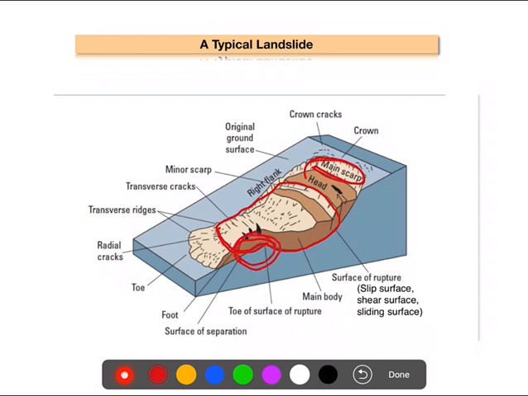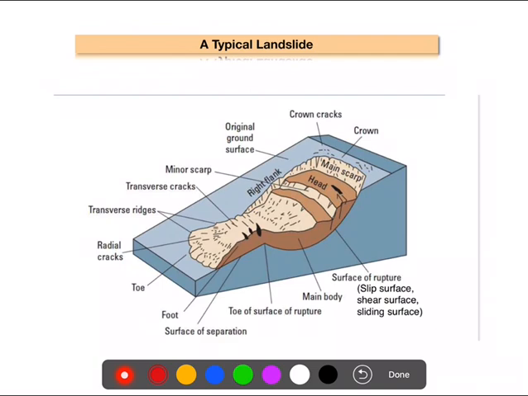So this is the main scarp and this is the toe of the surface of rupture. So this is the body, the main body. It is always between these two. You may not see all of those in all types of landslide, but generally you will observe these things if a landslide is being evaluated properly.